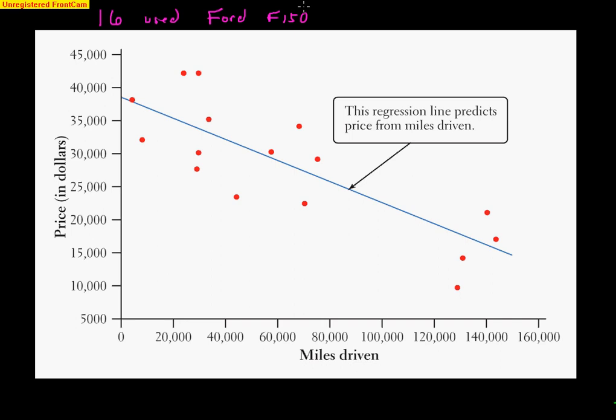And this line, this blue line, is used to predict price based on miles driven. Remember, we're always trying to predict the Y. So the Y becomes what we're predicting. We're predicting a response with a given number of miles. So that's a picture of a scatter plot with a regression line drawn through it.